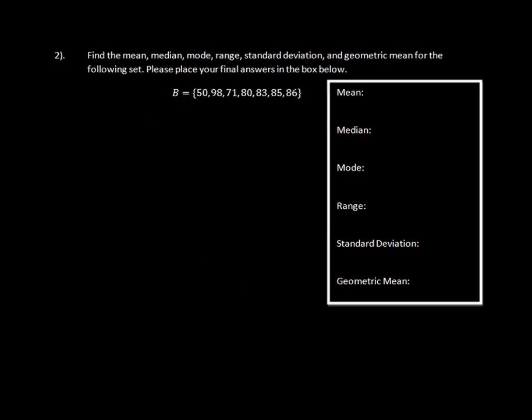All right, let's look at number 2. Same idea. Let's go ahead and find all these. So the mean, add them all up. When I add all these numbers up, I should get 553. I divide by 7 to get 79.